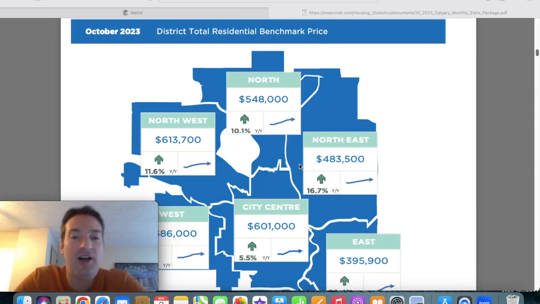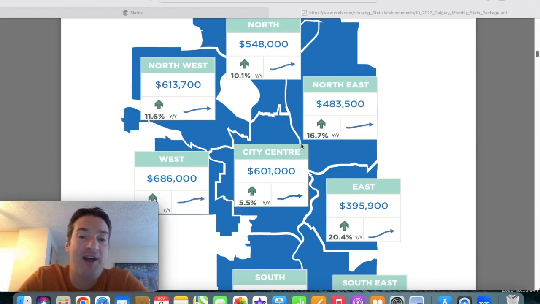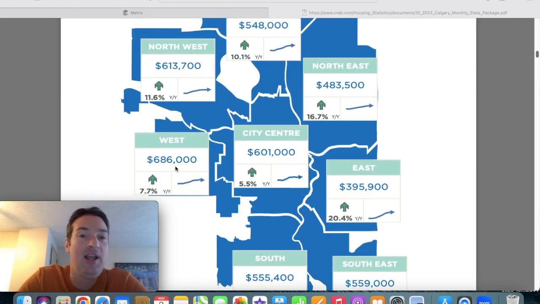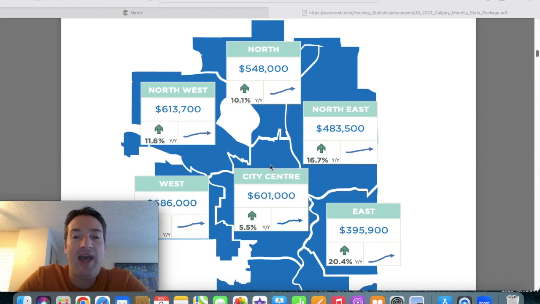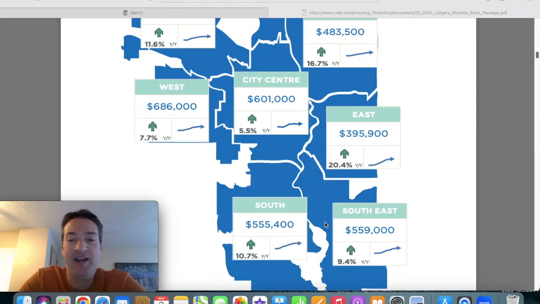316,600. And I'll just give you a quick snapshot of the regional pricing throughout the city. So the most expensive parts of Calgary are on the west side and the city center. So the west end, 686,000, that number is up 7.7% year over year. Northwest, 613,700, and then the city center at 601,000. And you can kind of lump these all together. North, south, and the southeast are all kind of hovering around the $550,000 mark.